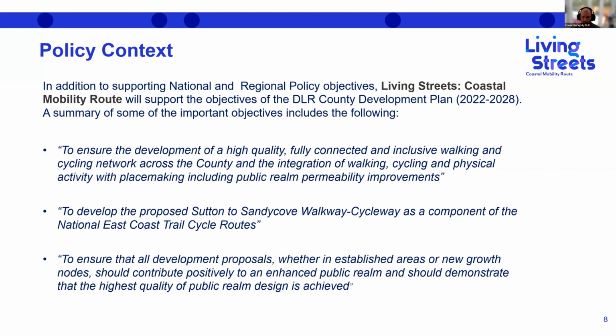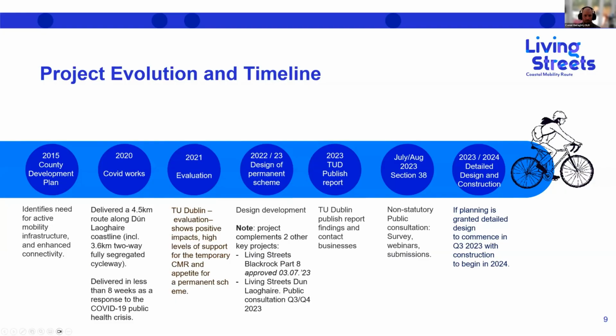Obviously, good steps have been taken towards a coastal route, and this is to try and build on that. There's also a policy objective to develop the proposed Sutton to Sandycove walkway, which is also a component of the National East Coast Trail, and this is obviously being developed by other local authorities, not just Dún Laoghaire-Rathdown. It's also an objective to ensure that all development proposals contribute positively to an enhanced public realm. This relates to things like planting, seating, SUDs or nature-based solutions, not just mobility options, so that the highest quality of public realm can be achieved in the county.